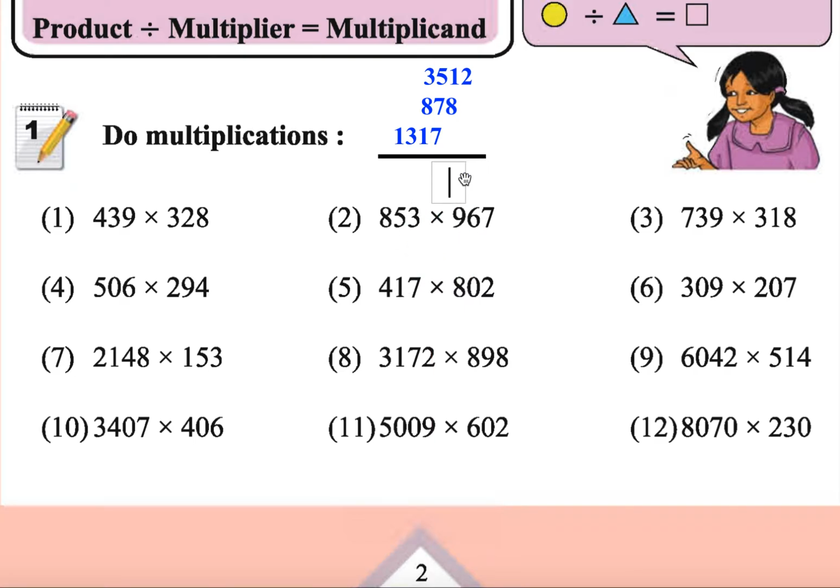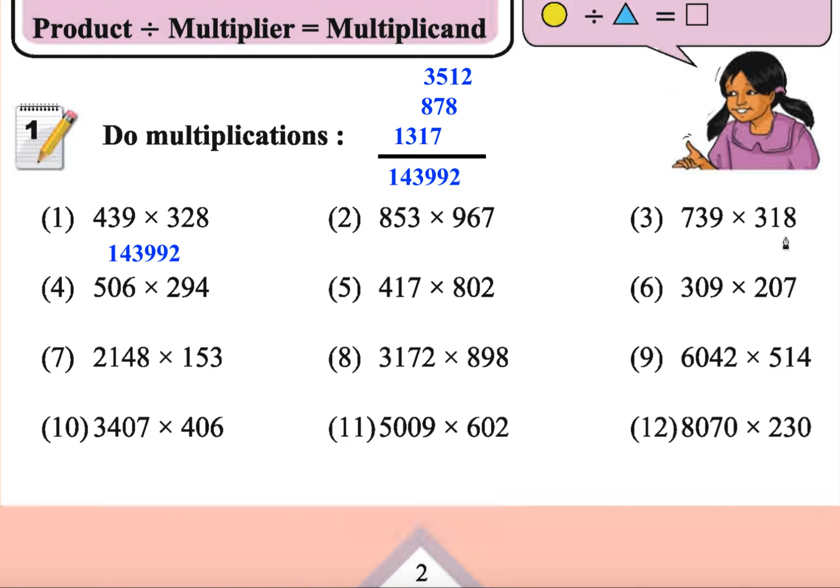2 comes first. 8 plus 1 is 9. 5 plus 7 is 12, plus 7 is 19. 9, again carry 1. 3 plus 8 is 11, 12, 13. 3, 1, 4, 1. So this is the answer: 143992. You can write the answer here.